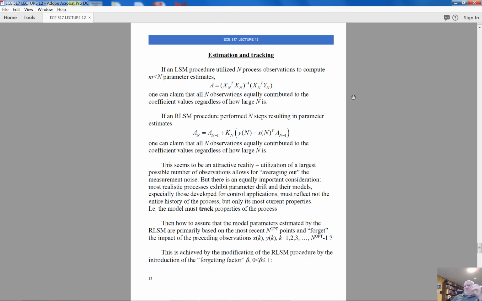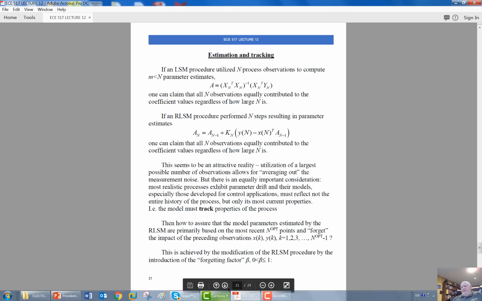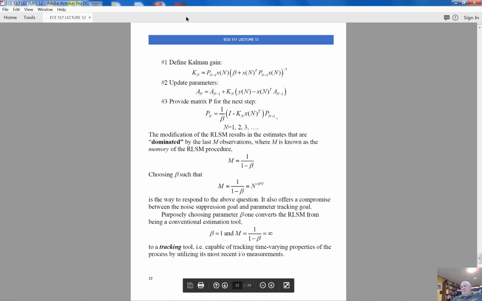To handle the situation, we have to introduce in the RLSM procedure a so-called forgetting factor. The procedure with forgetting factor will look like this. We still have to compute Kalman gain. However, it used to be 1. Now it is beta. Beta is a special forgetting factor, we call it.